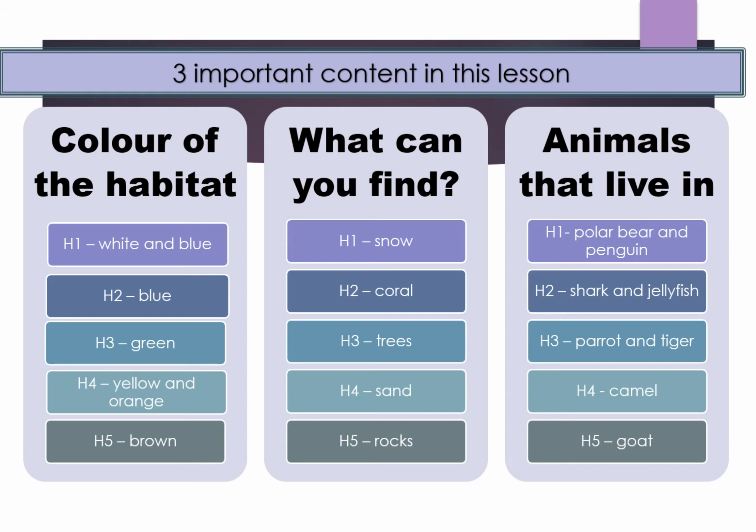For an example, if I say H1, what is H1? H1 is the polar region, right? So what color is the polar region? The polar region is white and blue. What can you find in the polar region? You can find snow in the polar region. The third one, what animals live in the polar region? You have the polar bear and the penguin. So it's the same for H1, H2, H3, H4, and H5. It's the same for habitat 1 until habitat 5.